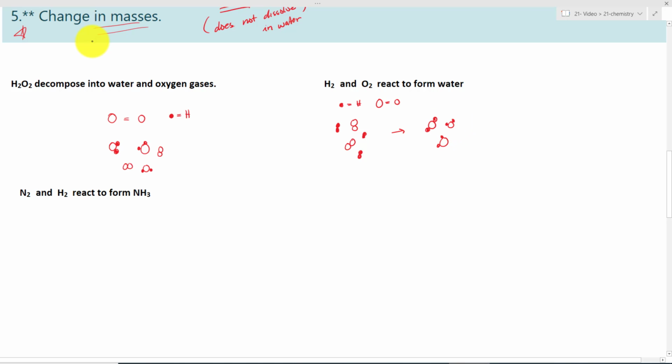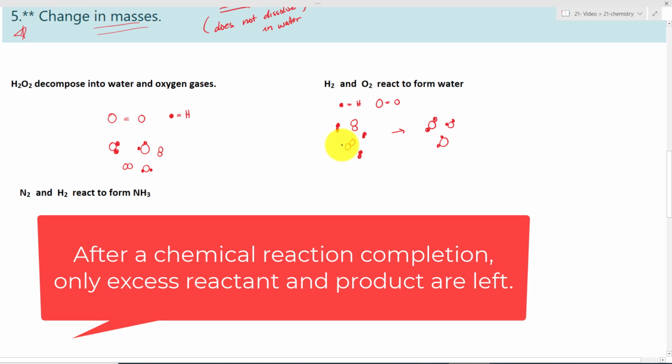Now, assume that the chemical reaction has gone to completion. That means you have used all of the reactant, all the hydrogen and all the oxygen gas. So there is one type of gas that remained, either oxygen or hydrogen, but you cannot have both, okay? Now, this is where it gets really tricky, and that is after completion.